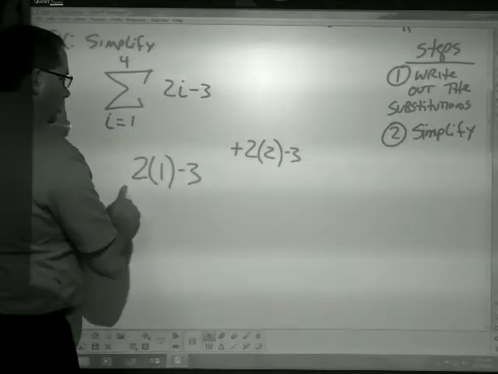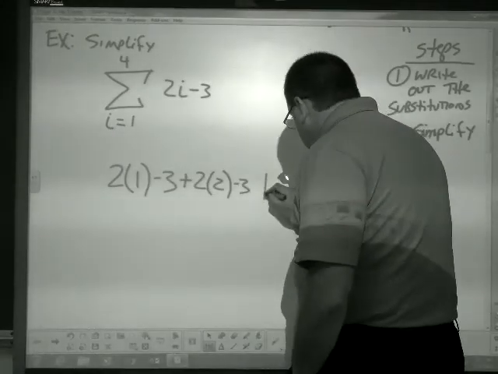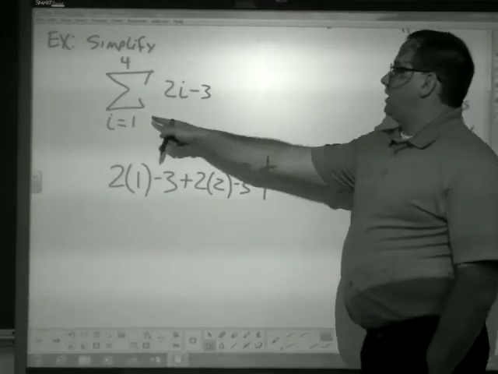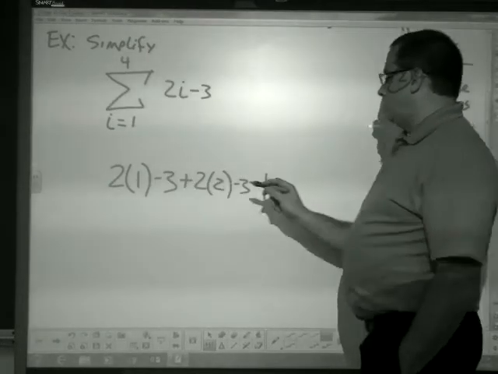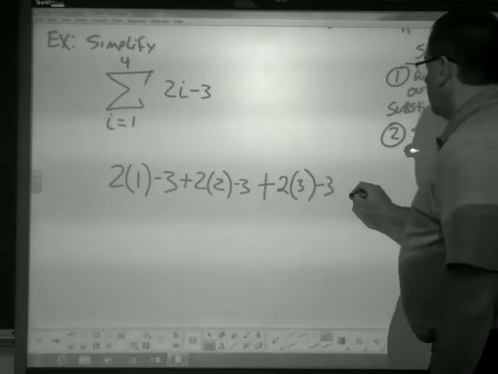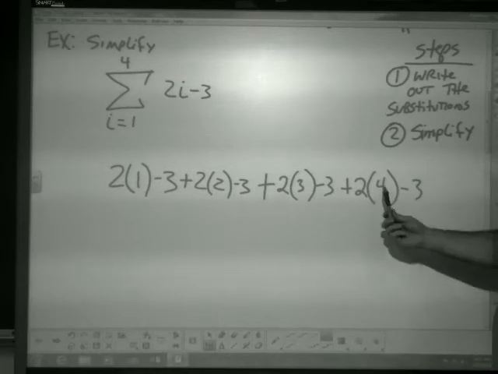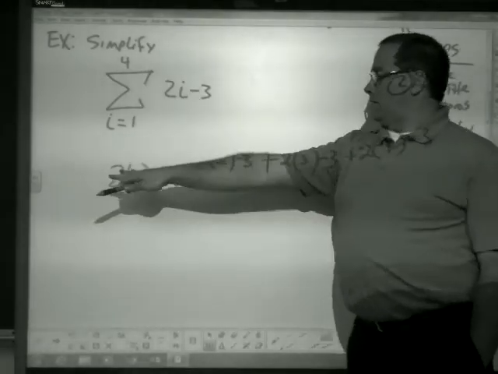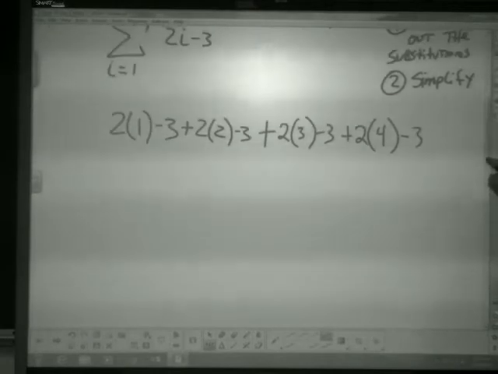Let me just save some space here. Plus, again, I'm going to keep putting this number in for i until I get to 4. I'm at 1, 2, I've got to do a couple more. 2 times 3 minus 3 plus 2 times 4 minus 3. I'm at 4, I'm at the max, I stop substituting in, now just simplify each piece.